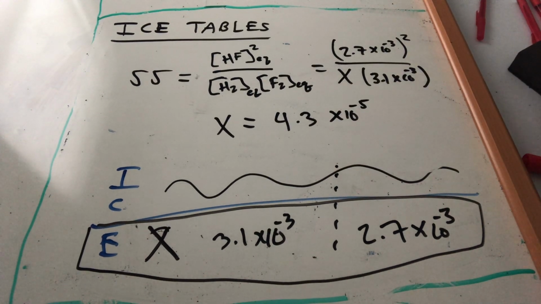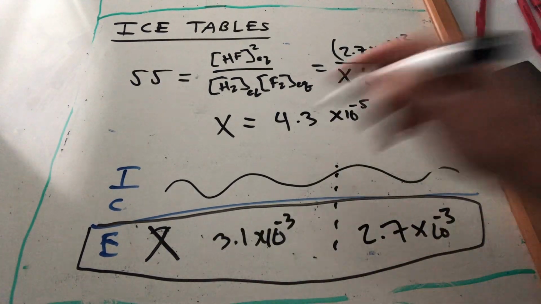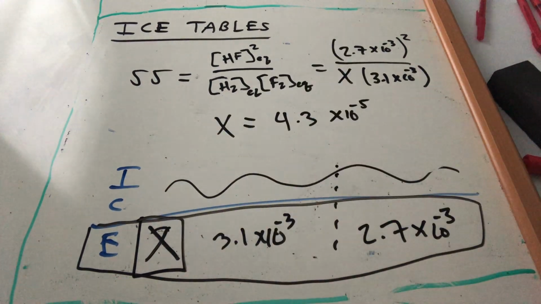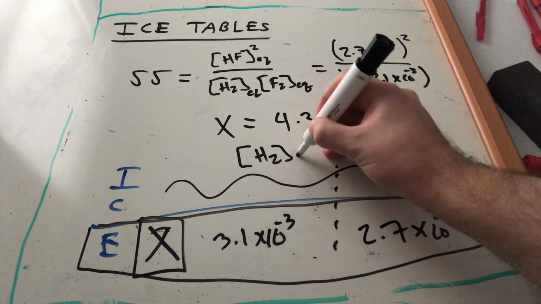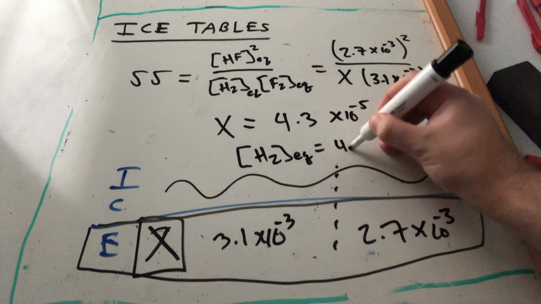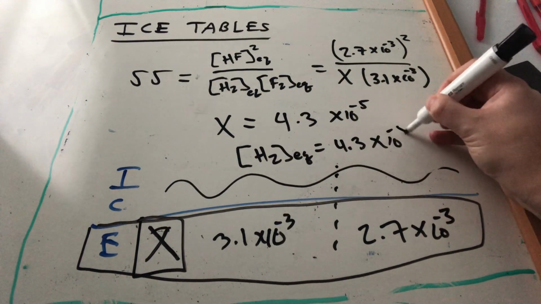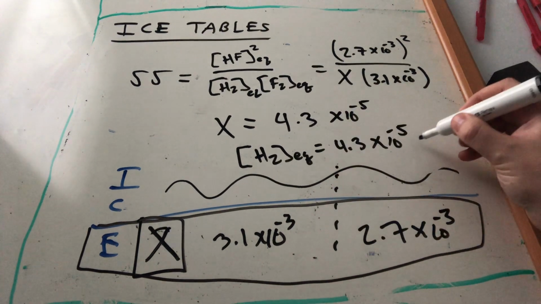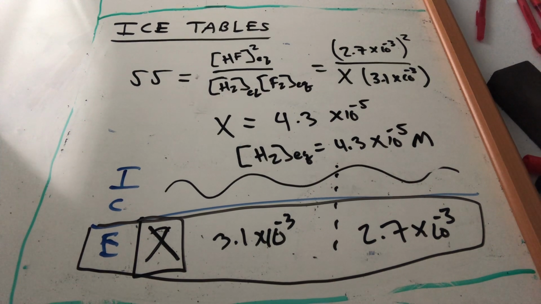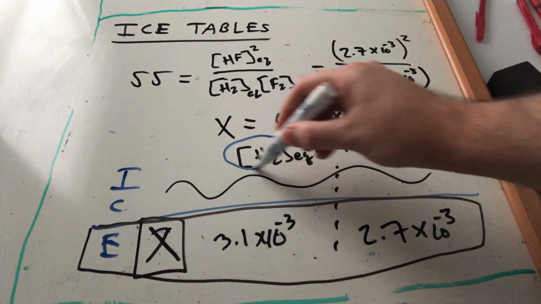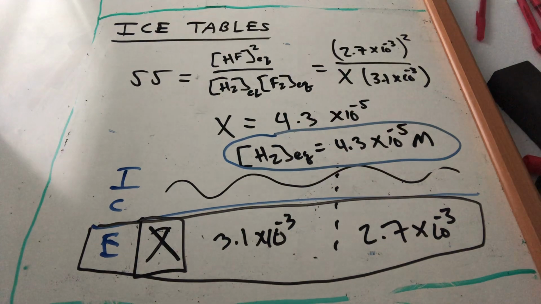Now what the problem asked us for was the concentration of H2 at equilibrium, which is our X. But we want to be formal about presenting it. So now that we're done the math, what's the unit for concentration? It's molarity. So determining your X, you're one step away from the answer. If you're asked to calculate a molarity or a concentration or pressure, make sure you report it with the correct units.